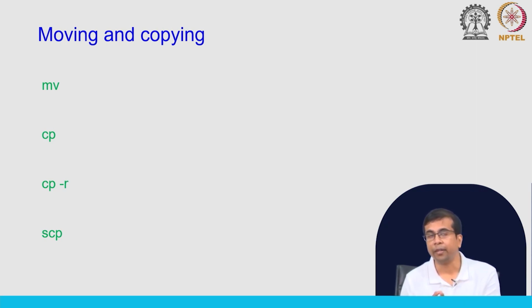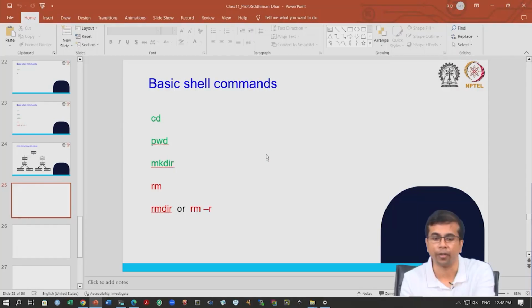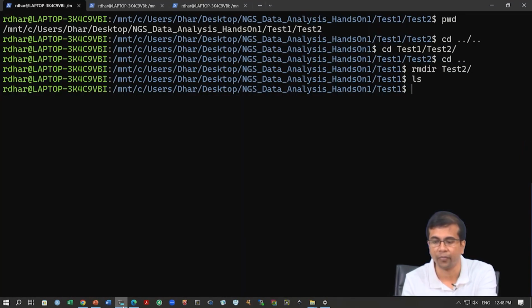And scp is a variant of cp, it is a secure copy. It is kind of an encryption to the data that is being copied. Okay. So, let us try mv, cp, cp -r, scp, and that will give us an idea of how these commands actually work. So, let us try it out in the terminal.